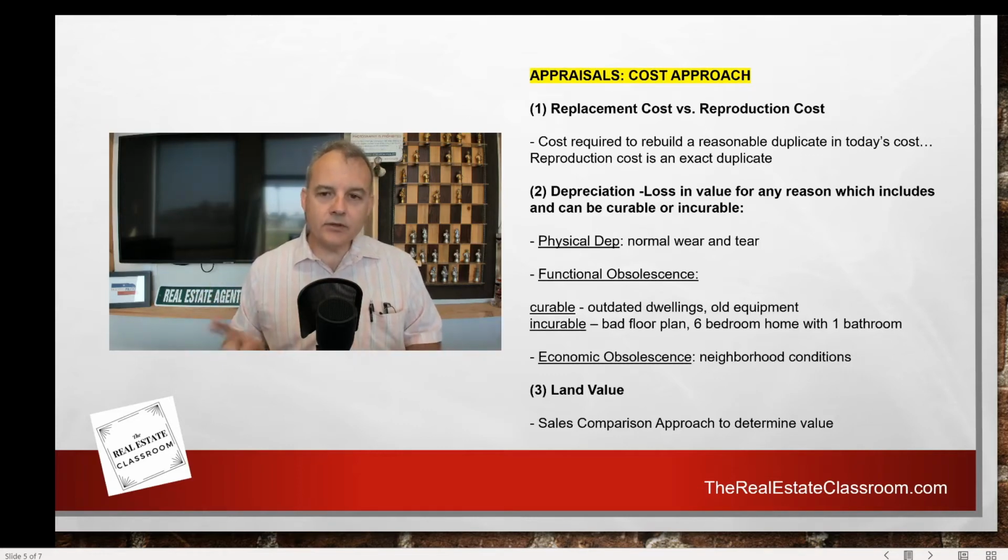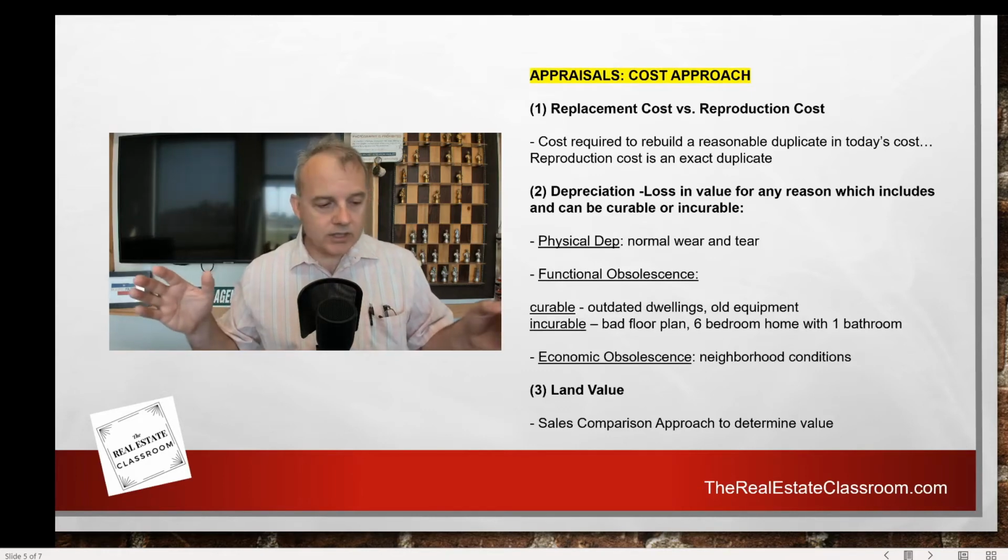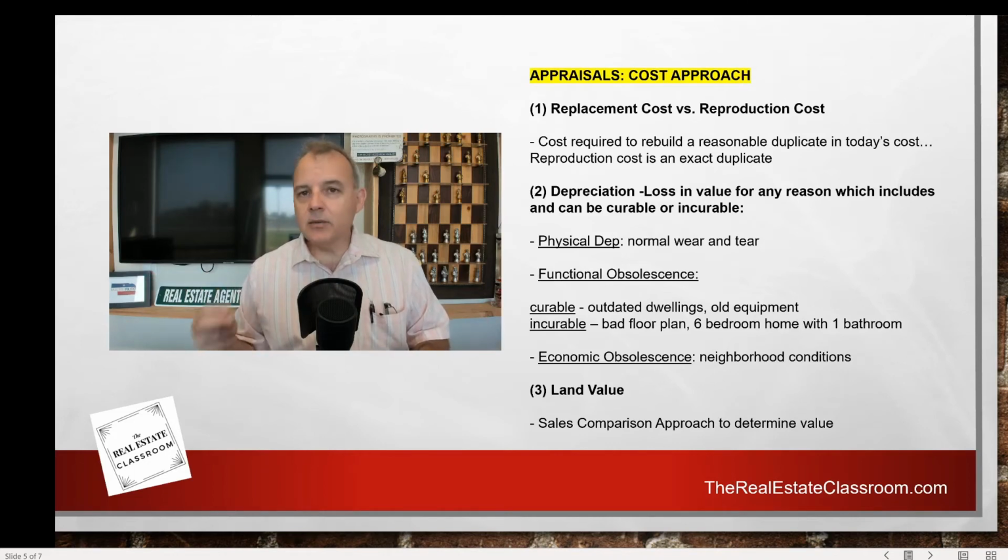So for example, physical depreciation, this is from normal wear and tear. Did the owner maintain the property, replace the roof? Did they do painting when they should have? Those type of things. And there are times when an owner allows a property to so deteriorate that it becomes incurable. Think about condemned homes. Most condemned properties, for the most part, are beyond repair. It would cost too much money to bring them up to standards, and it's cheaper just to tear them down and put something new on the lot. That's an example of incurable physical depreciation.